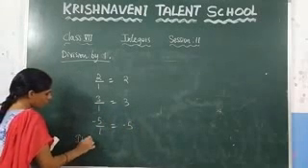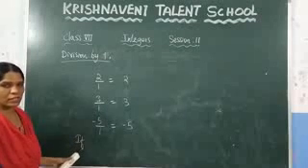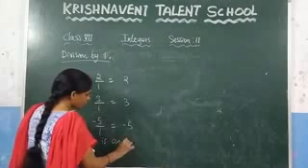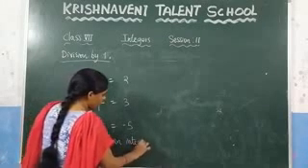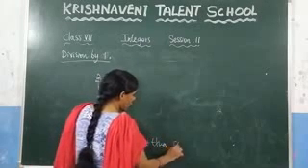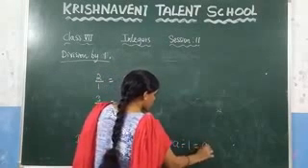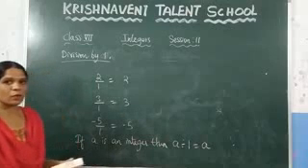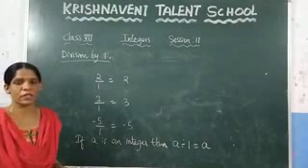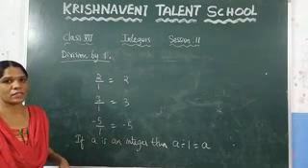If you are writing by using a variable, how do you write? If a is an integer, then a divided by 1 is always equal to a. This is about the properties. Based on these properties, we are going to solve the next exercise in the next session.